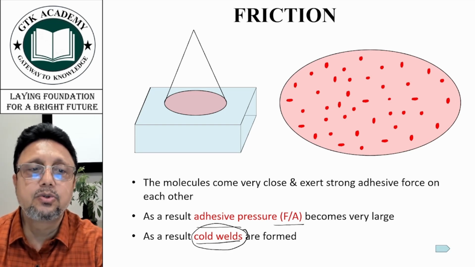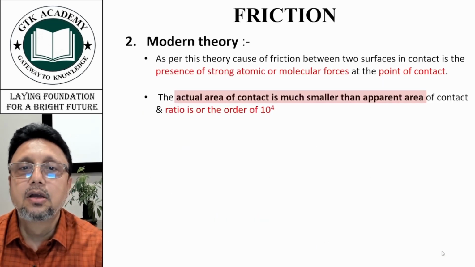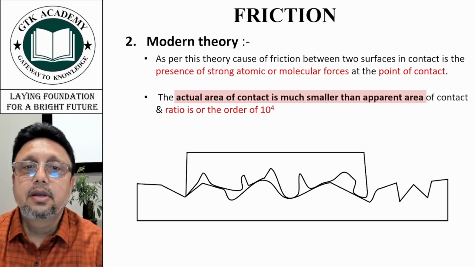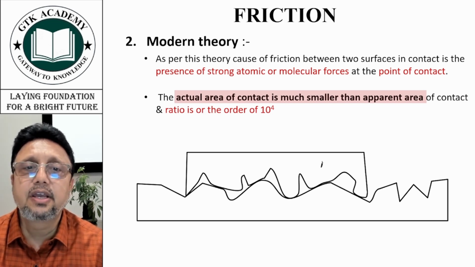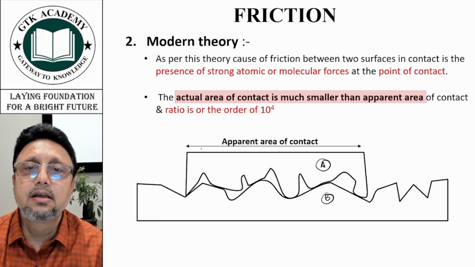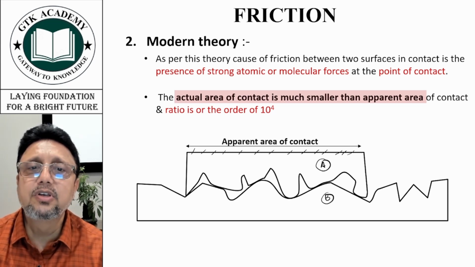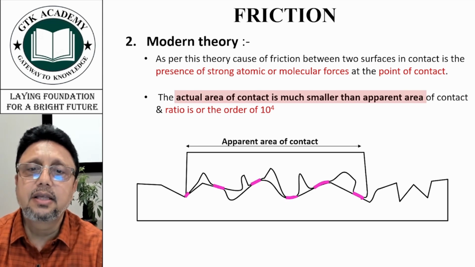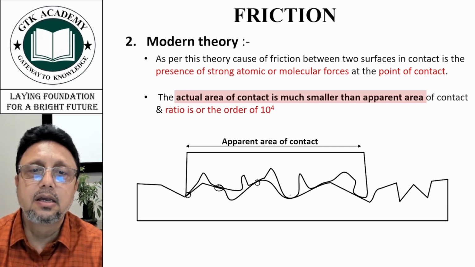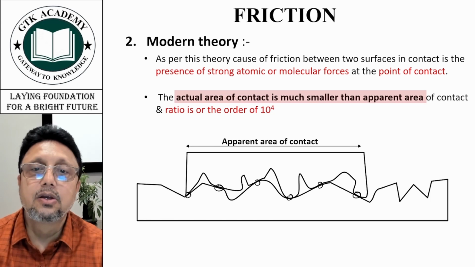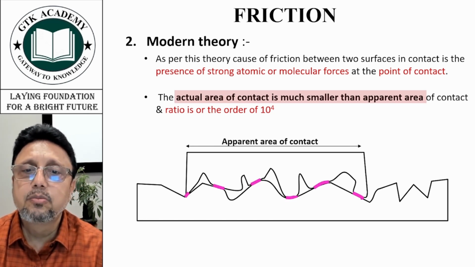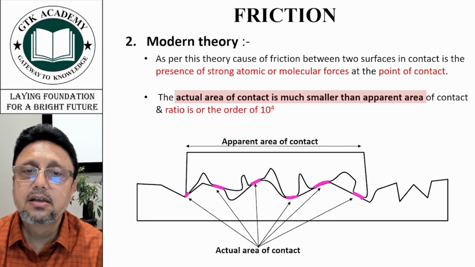I hope you understood this. Now, if you see these two surfaces, say this is a surface A and this is a surface B, apparently this whole area is the contact area, which generally we see through our naked eyes, but actual contact is these. You can see only contact is at these points. So the actual contact is shown in purple color. These are the actual points of contact or actual area of contact.